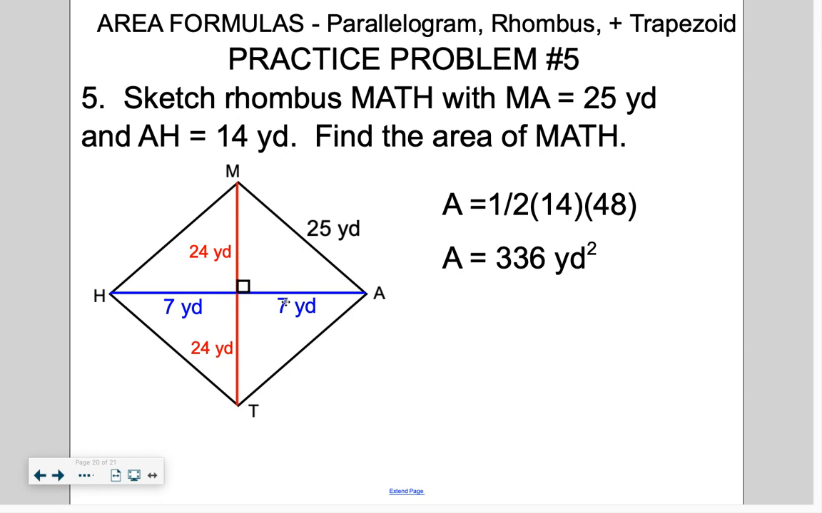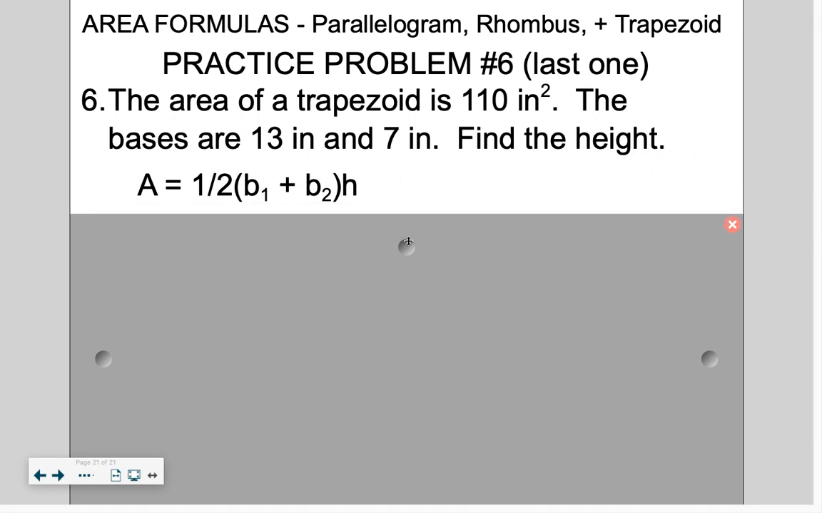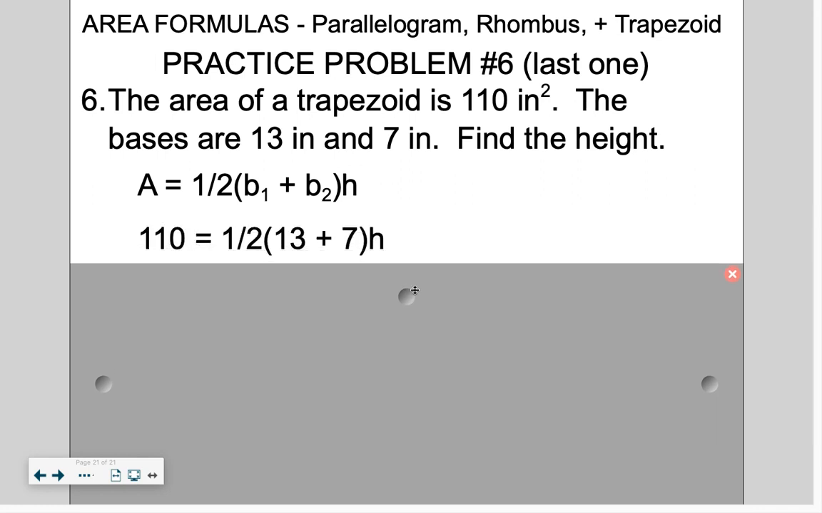All right, and our last problem, problem number 6. You're being told the area of a trapezoid is 110 square inches, or inches squared. The bases are 13 inches and 7 inches, and you need to find the height. All right, so let's start like we've been starting every problem thus far. Let's write the proper formula down. So for a trapezoid, it's area equals 1/2 of the sum of base 1 and base 2 times the height. Let's go ahead and put in the values that we have. So we had the area and we had the 2 bases, so I'll put those in there.